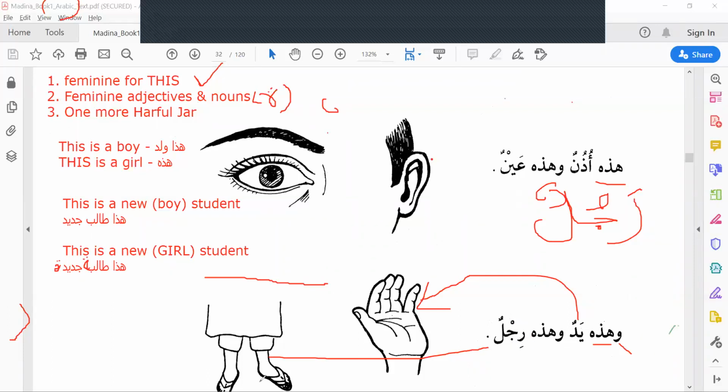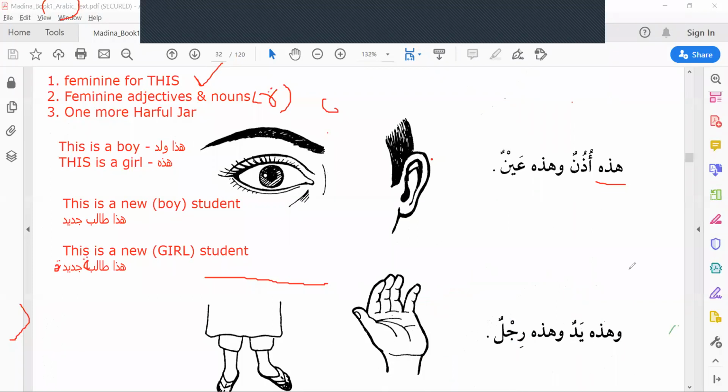Hadihi rijlun. This is a leg. Why it is hadihi is because we have two legs, a pair of legs. Wahadihi rijlun. Hadihi yadun. Hadihi rijlun. This is a hand and this is a leg.